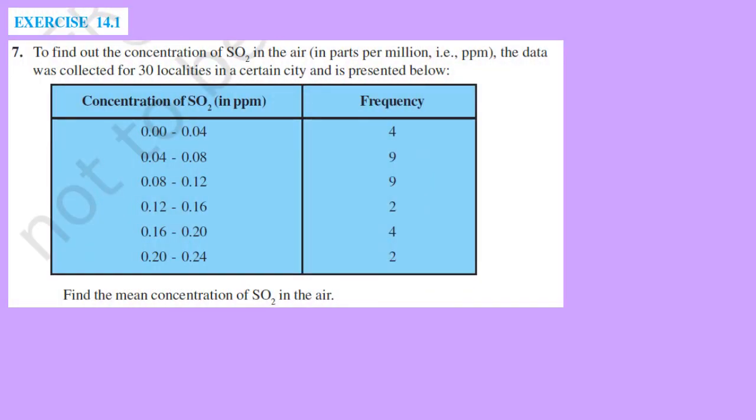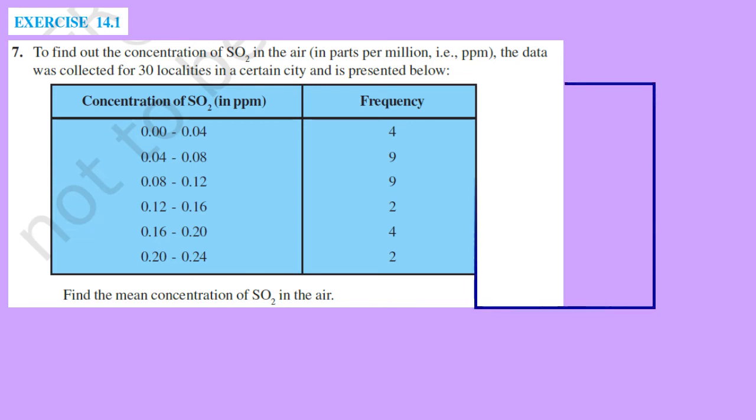To find out the concentration of SO2 in the air in parts per million, that is ppm, the data was collected for 30 localities in a certain city and is presented below. So we have to find the mean concentration of sulfur dioxide in the air. Here the question is already given in table format, column format. So you just have to add a column to the right of that.